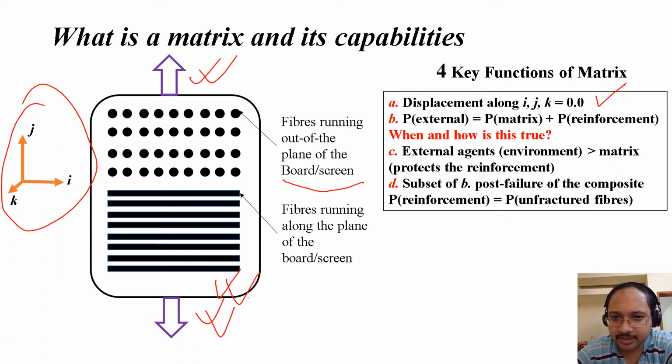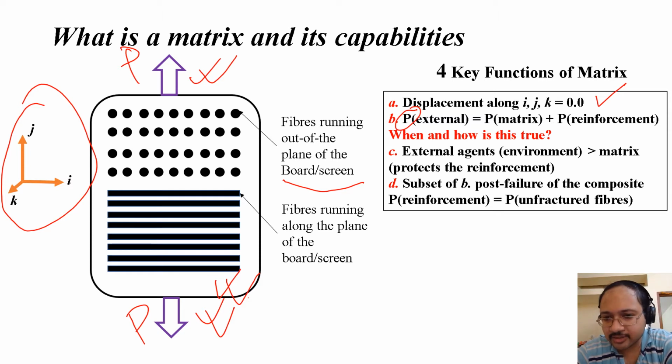Next, P external equals P matrix plus P reinforcement. What does it mean? So P is the load. So let's say this is P. So P external, this load is shared by the matrix as well as the reinforcement of the fibers.